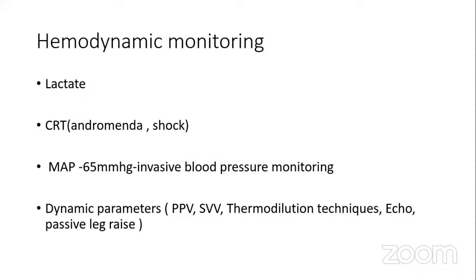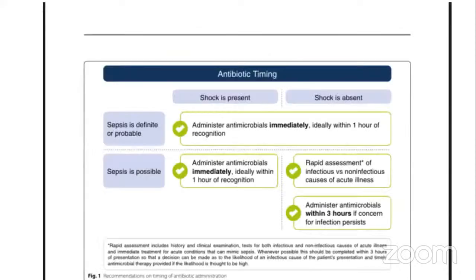So for hemodynamic monitoring during your fluid resuscitation and management of shock, it's better to use dynamic parameters rather than static parameters like blood pressure and pulse rate. Those are some of the static parameters, or urinary output. The dynamic parameters are pulse pressure variation, stroke volume variation, thermodilution techniques, echocardiogram, and passive leg raise. Because most of us do not do invasive techniques, I think in our ICU now we have point of care echocardiograms, and we can evidently perform the passive leg raise as well.